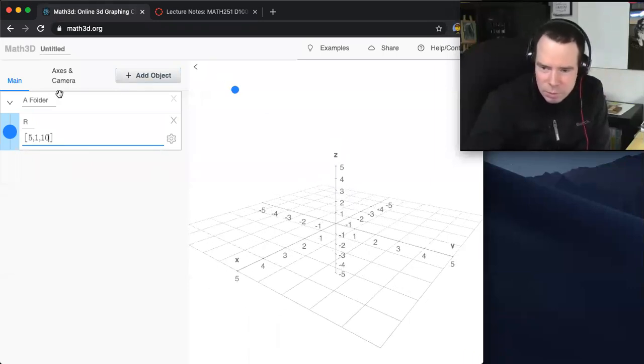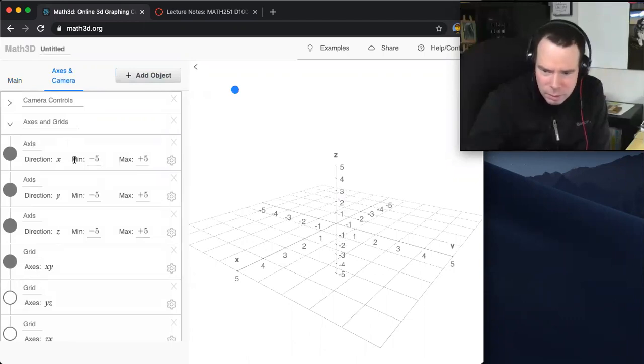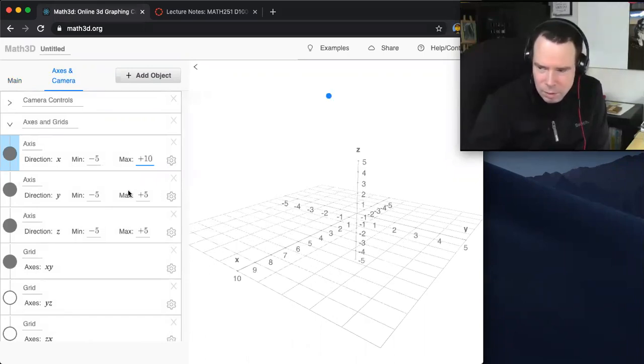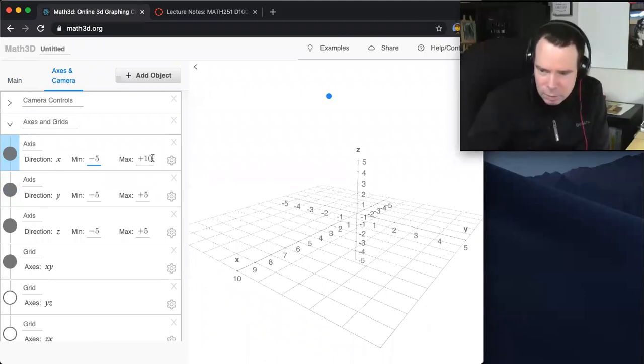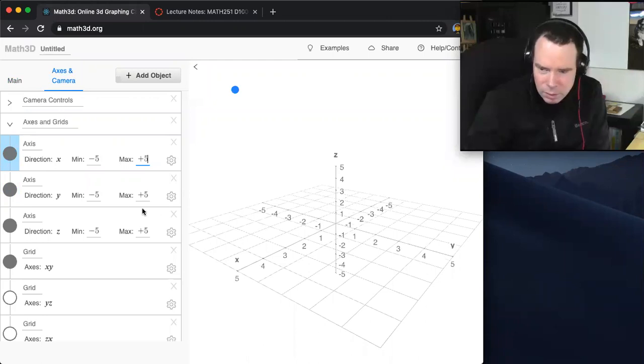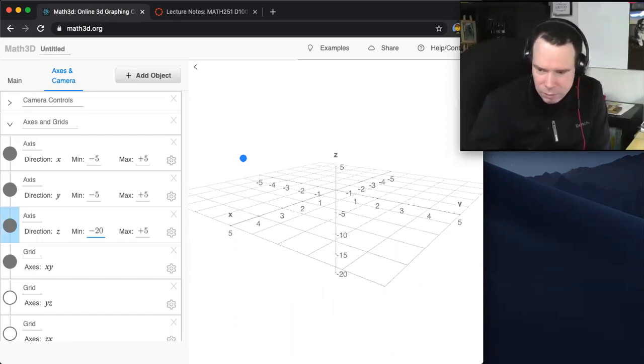Oh, I'm going to have to change my max values here. So our x max value will go up to 10. And our min value, I don't think in the x we got any farther than, actually, I don't need to go to 10. I'll go out to 5. Y, we are only going from 0 out to 5, so that'll be fine. Z is the problem. We want to go -20 up to, in this case, up to 10.